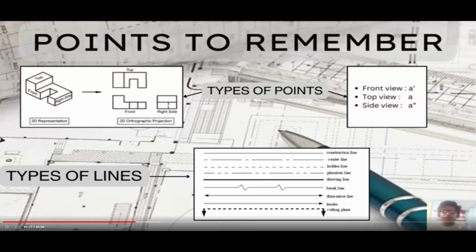One more point to remember is that we have different kinds of lines in orthographic projections such as continuous line, broken line, hidden line, center line, etc. In CAD, there are mainly two types of lines, thick line and thin line. Thick lines are the visible lines, whereas thin lines are the non visible lines or imaginary lines. I hope you all have understood this much.